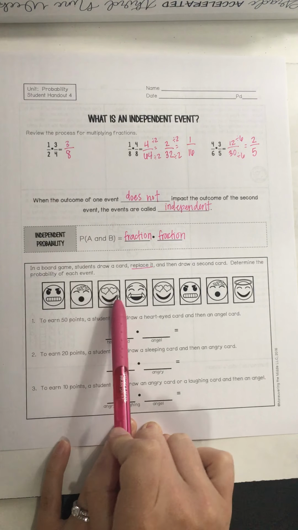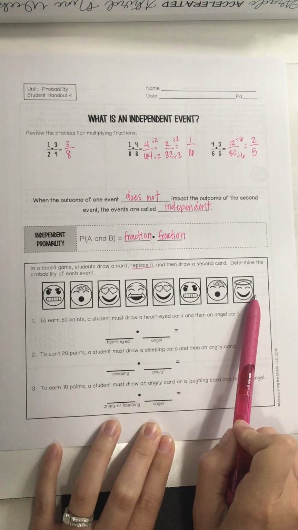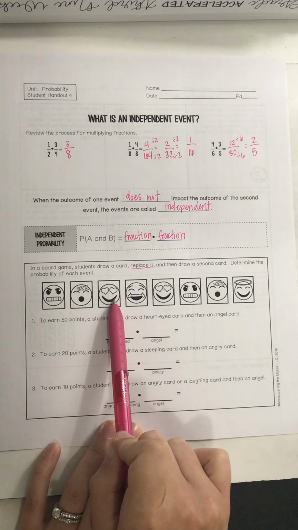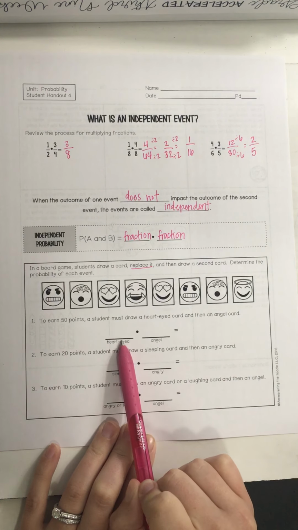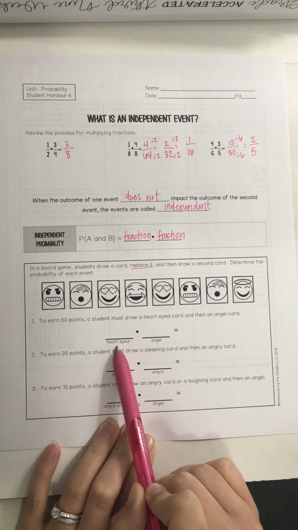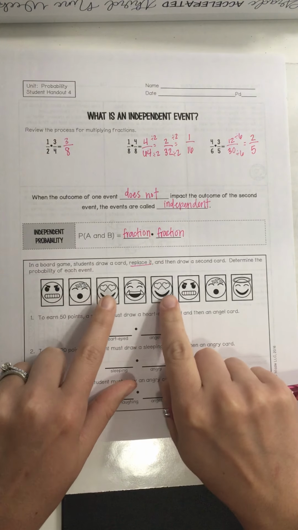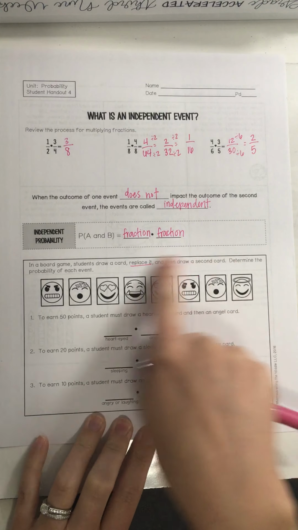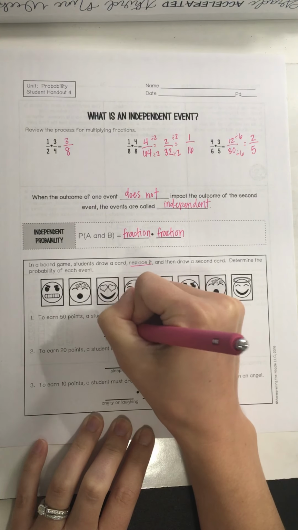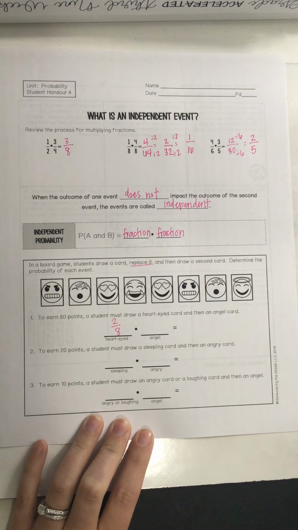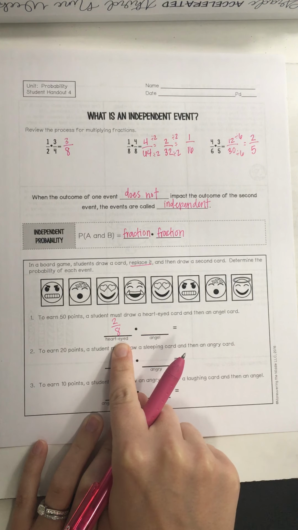There are 1, 2, 3, 4, 5, 6, 7, 8 cards total, and there are, let's see, 2 cards that have heart eyes. So to find the probability of drawing a heart-eyed card, that's going to be 2 out of the total 8. 2 over 8 would be the probability of drawing a heart-eyed card. So that's where we start. Just find the probability of the first event, drawing a heart-eyed card.